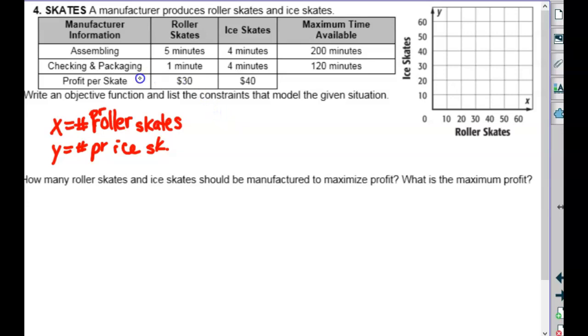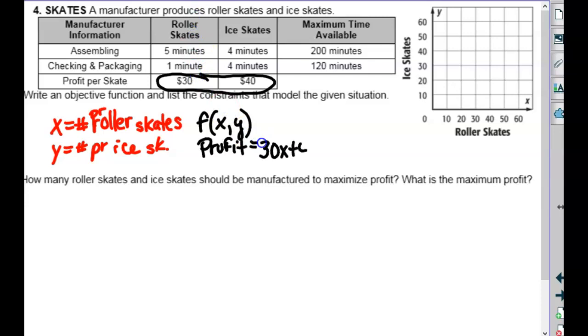No, it's what profit has to do with these numbers right here. So our profit or objective function, which they like to write f of x comma y, you could just write profit in my mind, would equal what? Can you set that one up? Roller skates are x, remember? There you go. Everybody good with that one? Okay, I get that one out of the way because that's not confusing to me.